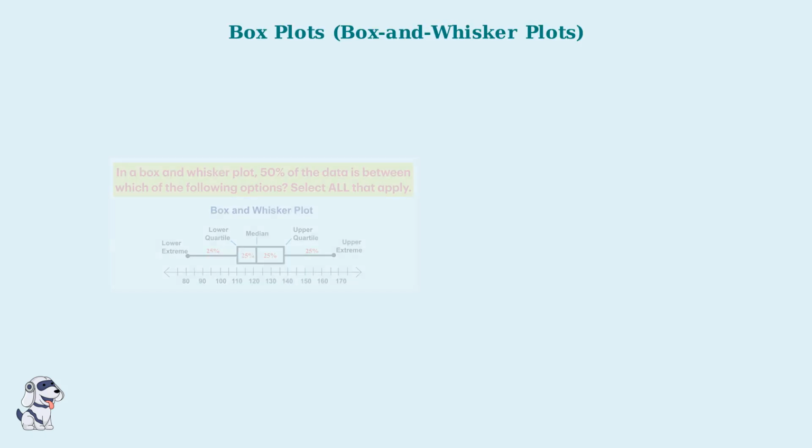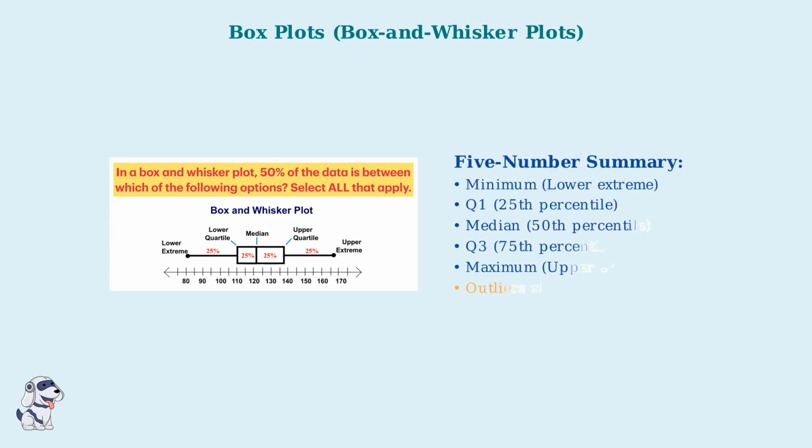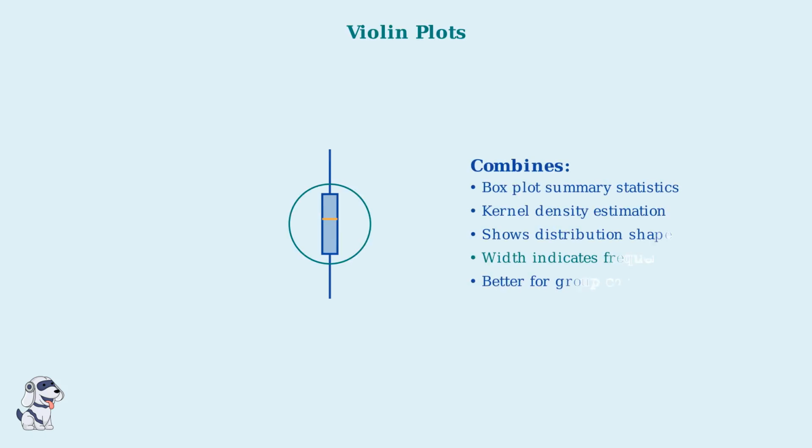Box plots, also called box and whisker plots, provide a 5-number summary of data: minimum, first quartile, median, third quartile, and maximum. They excel at showing data spread and identifying outliers beyond the whiskers. Violin plots combine the information of box plots with kernel density estimation, showing both the summary statistics and the actual shape of the data distribution. They're particularly useful for comparing distributions between groups.